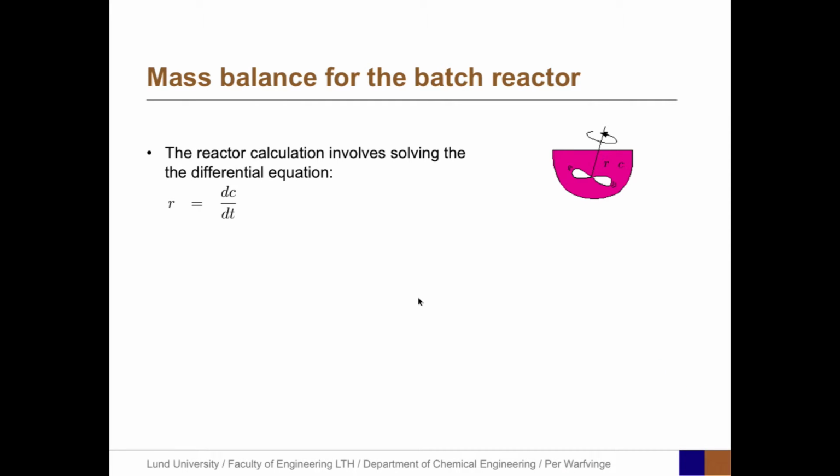Reactor calculations for the batch reactor involve solving the following differential equation. The reaction rate equals dc/dt. And this is what remains from the general mass balance equation, input plus production equals output plus accumulation. The general integral providing the solution is the following, where the variables have been separated, so we have concentration on one side and time on the other side, and the appropriate boundary conditions have been inserted.